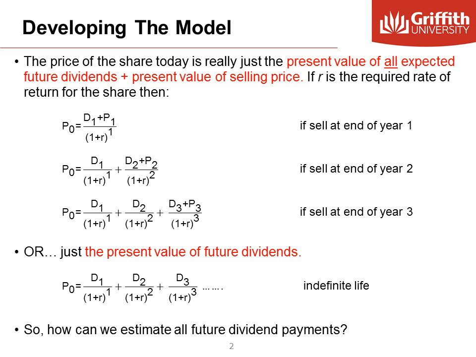We might want to sell but don't know when, or just want to leave the share to our children or grandchildren. How are we going to estimate all these future cash flows indefinitely in the future in order to find the current value of a share?